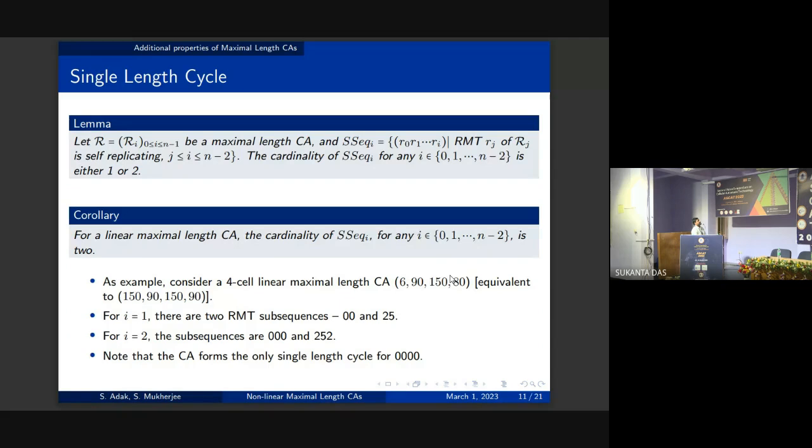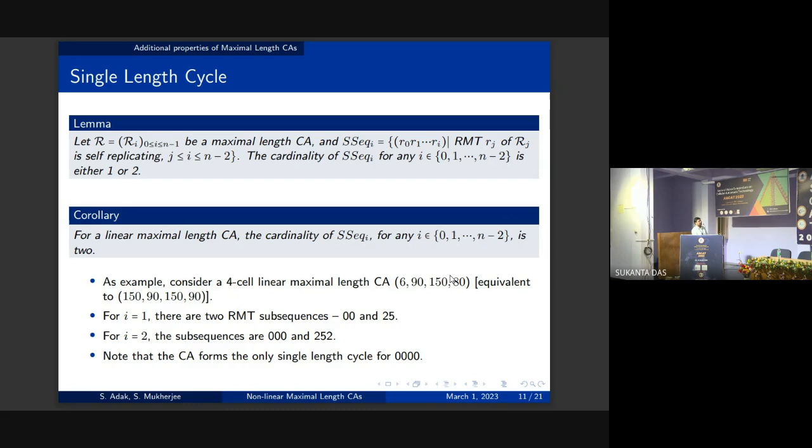You can see that in a maximal length CA there is only one single length cycle. So if in a CA there is more than one single length cycle, then obviously the CA is a non-maximal length CA. Using this lemma, we can find whether a given CA has one or more single length cycles. Basically, it takes only polynomial time. So easily we can find out whether the CA has more than one single length cycle, and if it does, at the initial stage we can decide that the CA is non-maximal length.